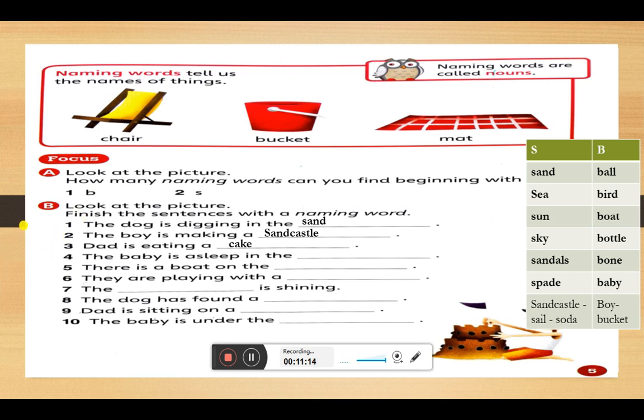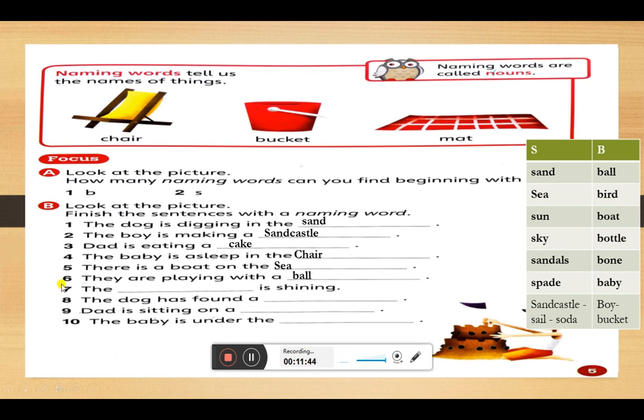Number 4, the baby is asleep in the chair. Very good. Number 5, there is a boat on the, where is the boat? The boat is on the sea. Very good. They are playing with a, the two girls are playing with a ball.